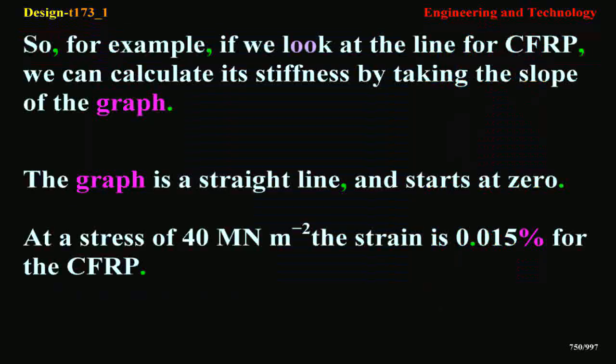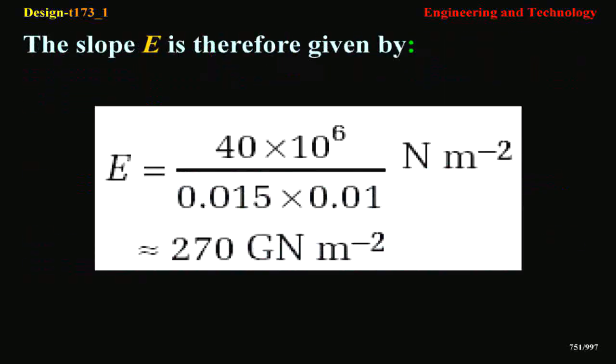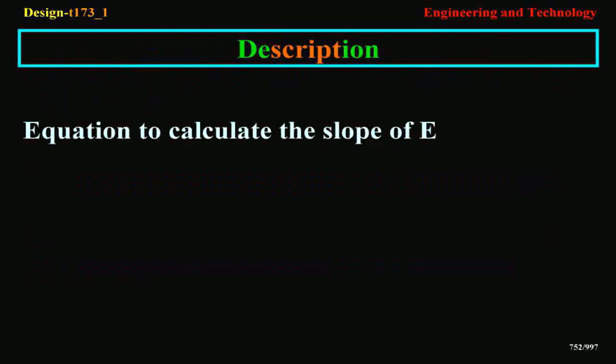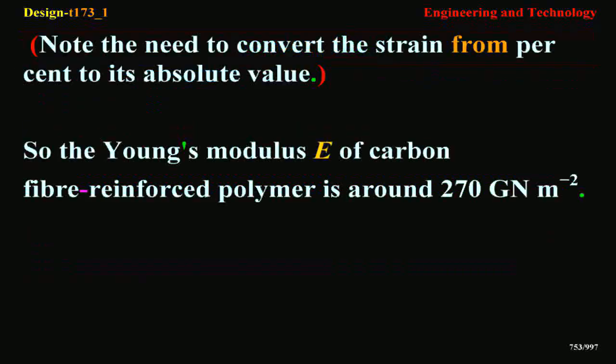So, for example, if we look at the line for CFRP, we can calculate its stiffness by taking the slope of the graph. The graph is a straight line, and starts at 0. At a stress of 40 MN/m², the strain is 0.015. For the CFRP, the slope E is therefore given by the equation to calculate the slope. Note the need to convert the strain from percent to its absolute value. So the Young's modulus E of carbon fiber reinforced polymer is around 270 GN/m².